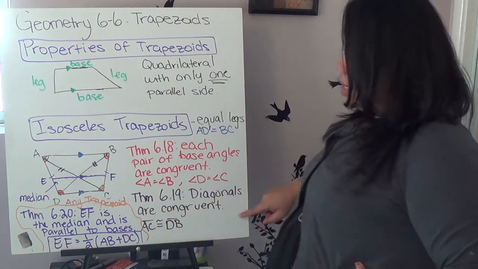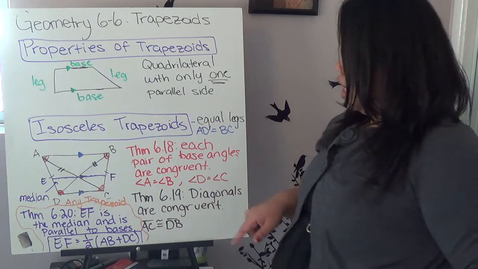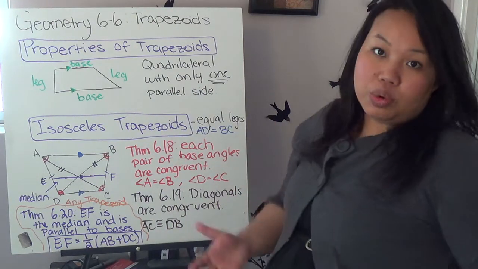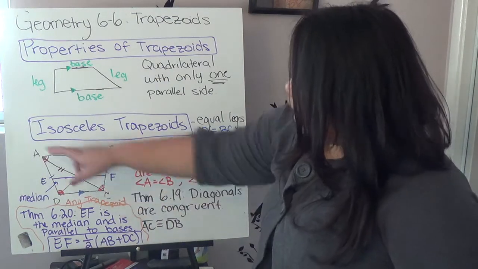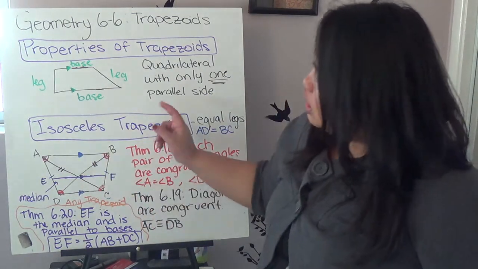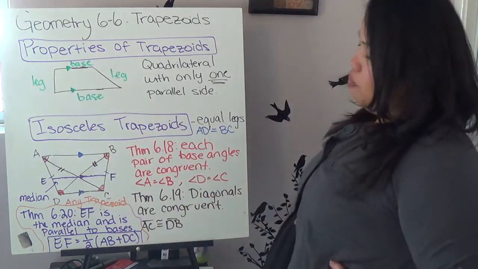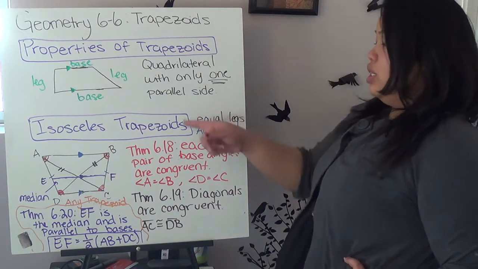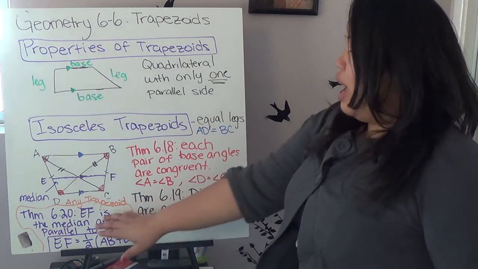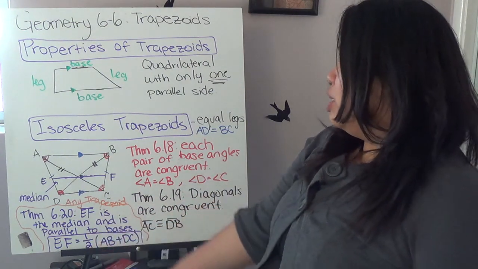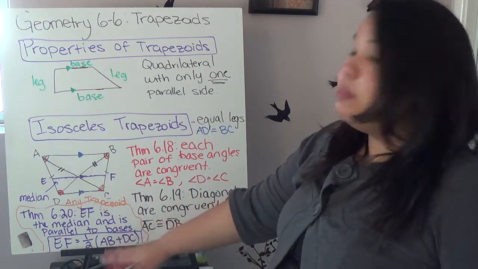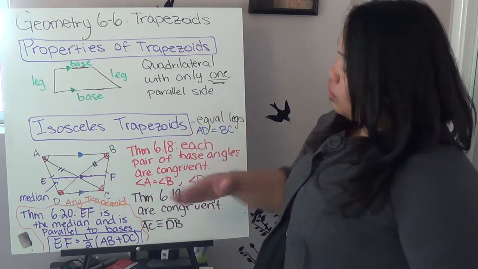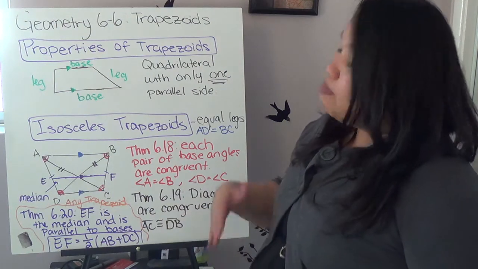Now, Theorem 6.19 is talking about the diagonals, and basically, in an isosceles trapezoid, the diagonals are congruent. So it's telling me that AC, the entire line of AC, is equal to the entire line of BD. And those two are properties of an isosceles trapezoid. Then we have a final one, Theorem 6.20, but this can be applied to any trapezoid. It doesn't have to be applied to just isosceles, but it could be also. And that deals with the median.